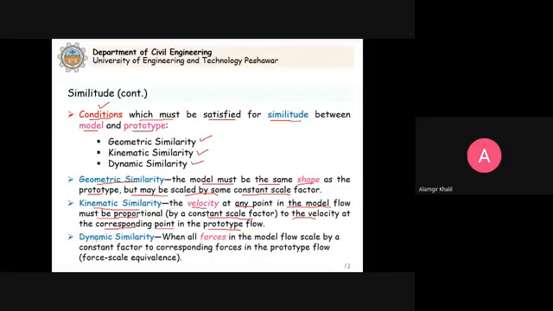And the third one is dynamic similarity, which means that all the forces in the model flow scale by a constant factor to the corresponding forces in the prototype flow. So it means that the forces which are acting in the model, the same forces should be acting essentially in both the model and the prototype. They can only differ by the scale. For example, if a force of 10 Newton is acting in the model, maybe a force of 100 Newton is acting in the prototype, but the same forces should be involved.